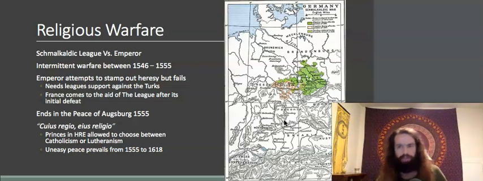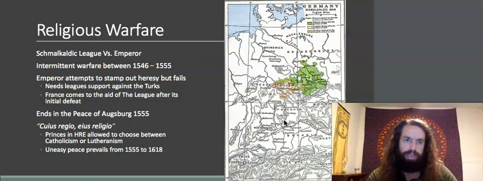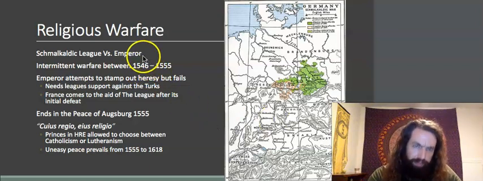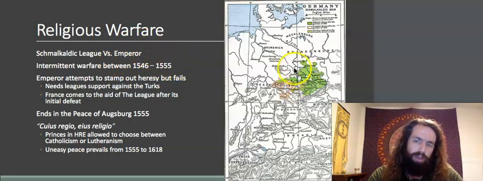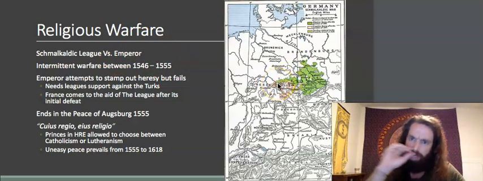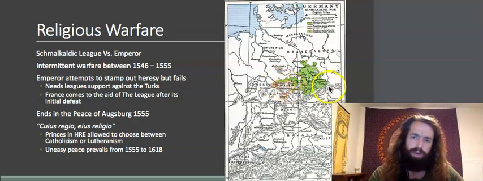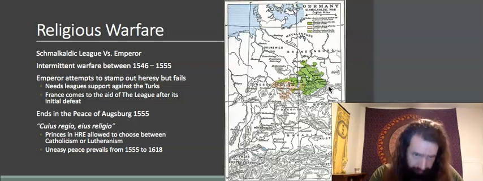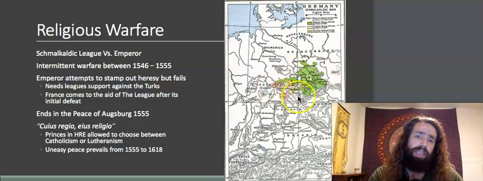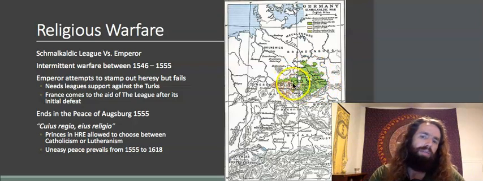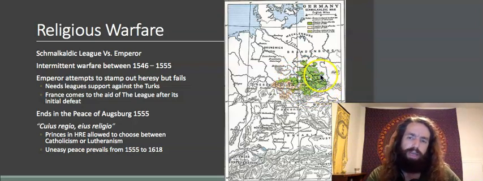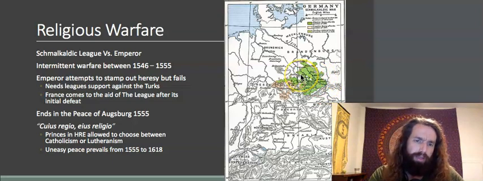So the very first example of religious warfare that we see is known as the Schmalcaldic War. The Schmalcaldic League was an alliance of North German principalities, basically the NATO of Protestantism, mutually assured defense. And so these guys, all the Protestant princes up here in the north, this is Saxony here where it started, create a defensive alliance and tell the emperor to come at them. Eventually the emperor does go at them.